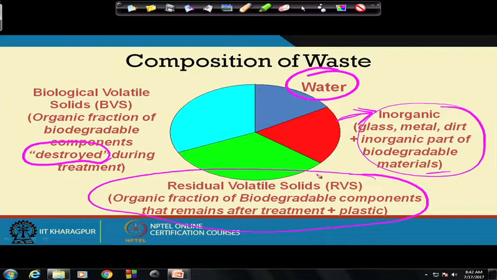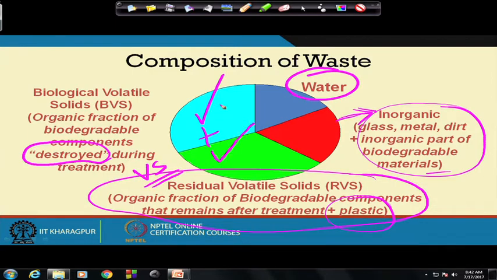And then the next is plastics as well. Plastics is part of the volatile solid. If you do a VS calculation, plastic will become part of that, but when you are talking about biological volatile solid, plastic is not part of that. So, this plus this, these two together is what is known as VS, volatile solids.